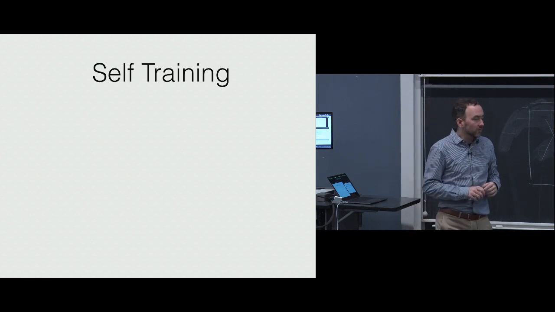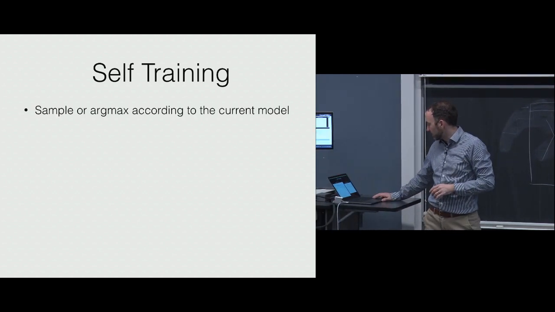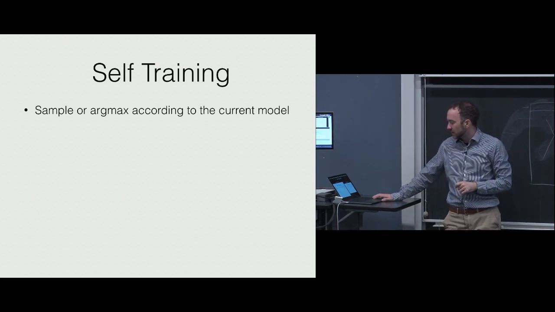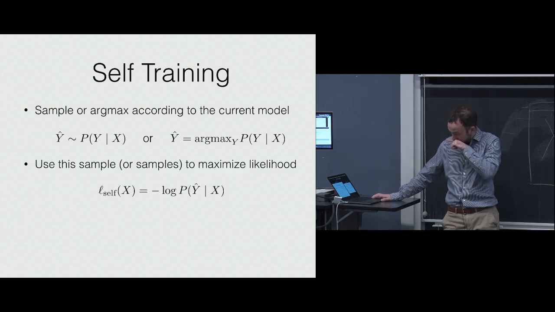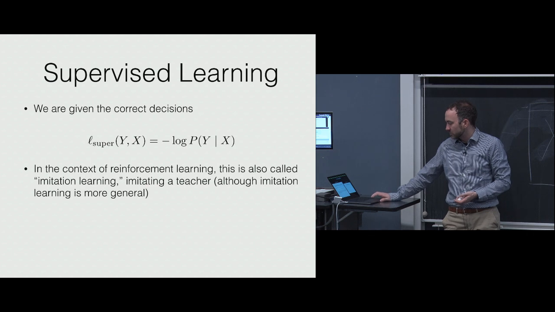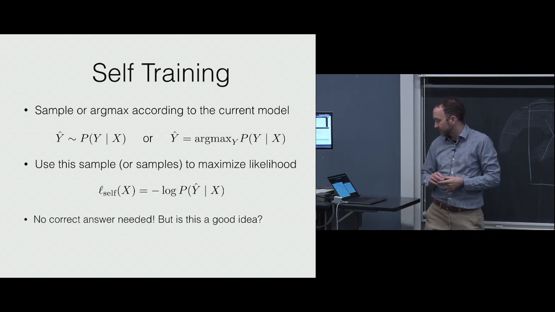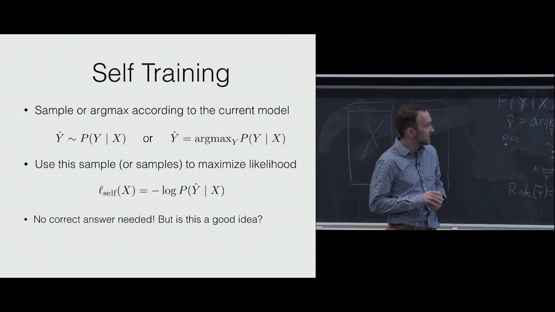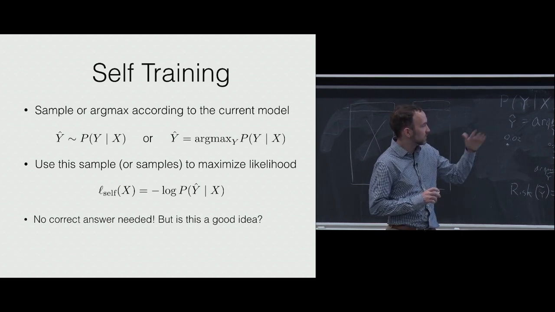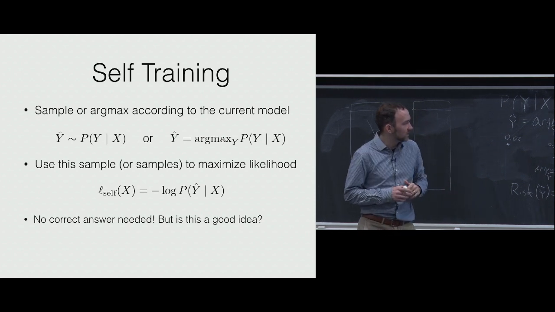So another concept is self-training. In self-training, basically the idea here is that you want to take a sample or argmax, usually argmax according to the current model, and then you use that sample to maximize the likelihood. So the only difference between this and supervised learning is that in supervised learning we have the correct answer here. In self-training, we have the generated output. So this is simple enough. It also doesn't need any correct answer because you can just generate the output and use it. But is it a good idea?